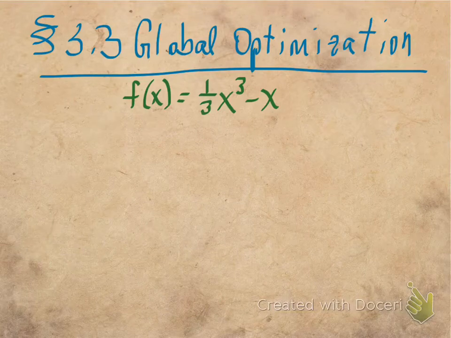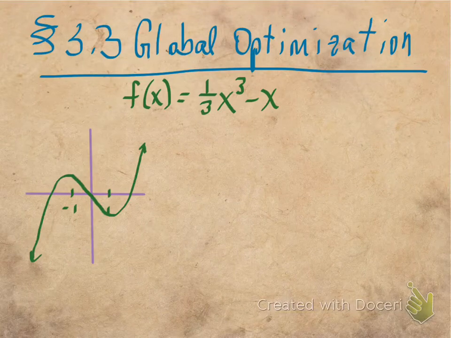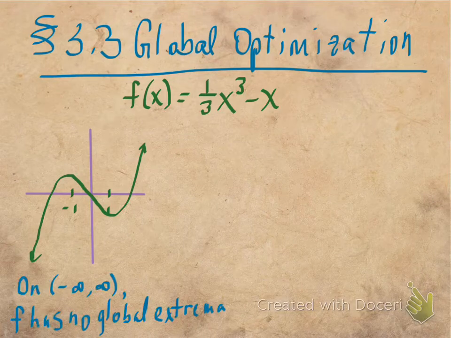Now, if we look at the graph of this function on the whole real line, on the interval from negative infinity to infinity, we see that f of x has a local min and a local max at -1 and 1, but there's no global extrema. There's no absolutely biggest point or absolutely smallest point on the whole graph.